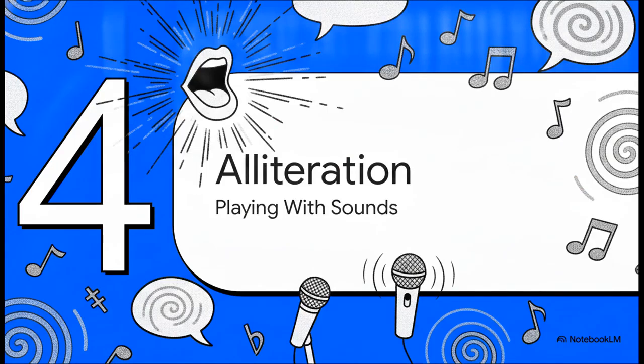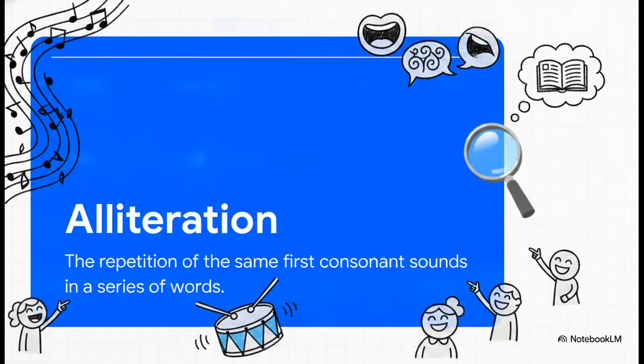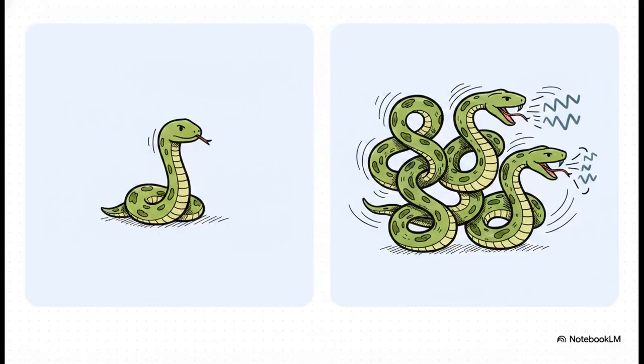Now for section 4, alliteration, playing with sounds. Now, what's really interesting about this is we are actually shifting gears. We're moving away from purely visual meaning and diving headfirst into the realm of pure sound. Alliteration is defined as the repetition of the same first consonant sounds in a series of words close together. Think of it as acting like music within a sentence. It gives this special rhythmic, bouncy quality to the text that makes it incredibly memorable and just super fun to say out loud. Listen to this comparison.